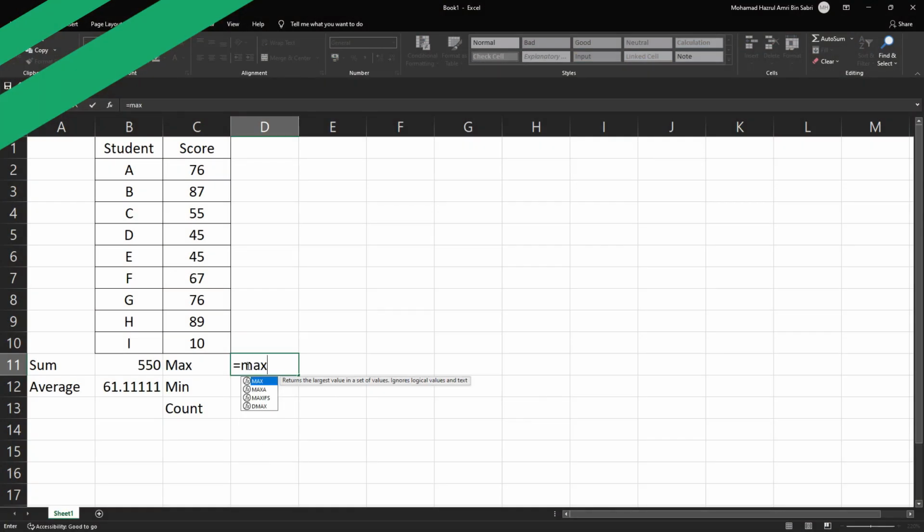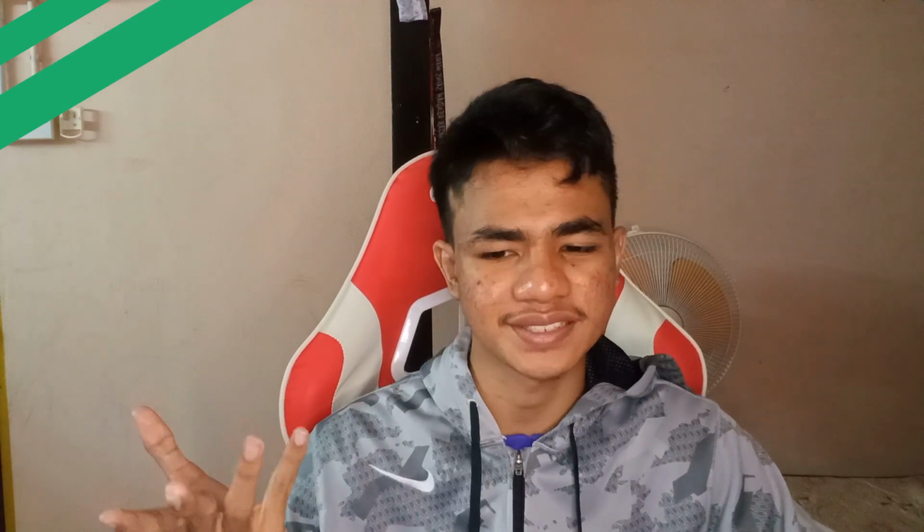Then we got max, which is a function that finds the highest cell value in the argument. And lastly, we got min. Min is a function that finds the lowest cell value in the argument. And this is the example.